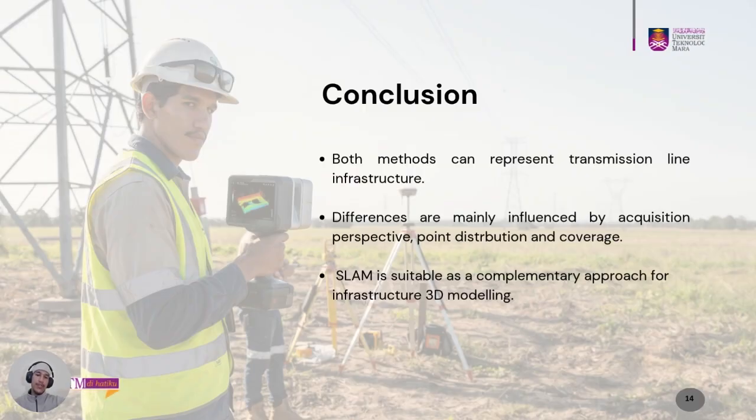As a conclusion, both land-based handheld scanning and UAV photogrammetry are capable of representing transmission line infrastructure. However, differences were observed due to differences in acquisition perspective, point cloud distribution, and spatial coverage. The results show that SLAM has potential for infrastructure 3D modeling, especially when flexible and efficient ground-based data collection is required. Instead of replacing UAV photogrammetry, SLAM can be considered as a complementary approach depending on the project requirements.